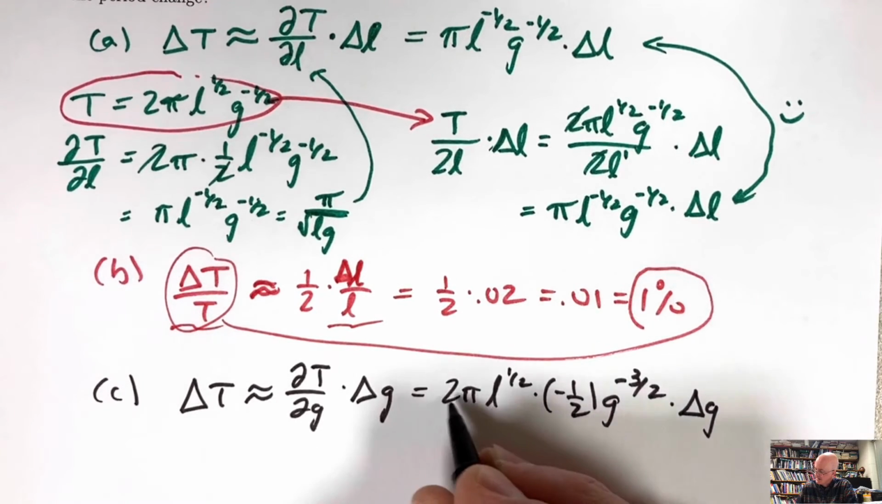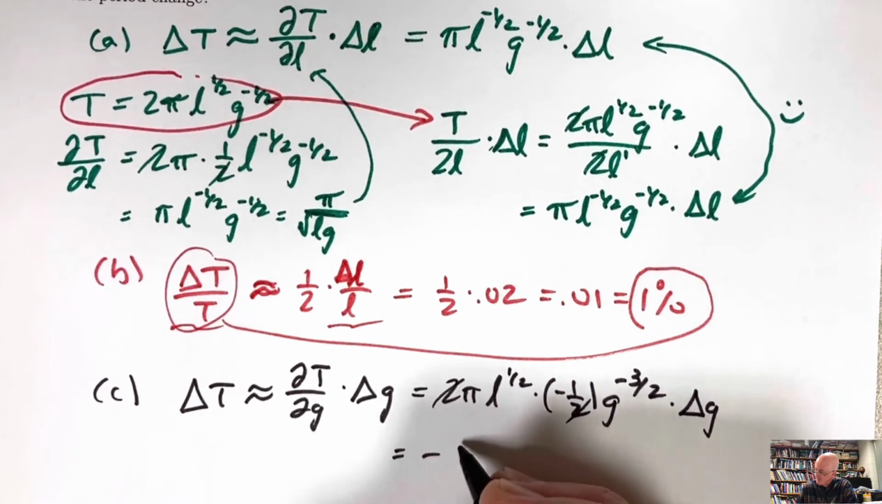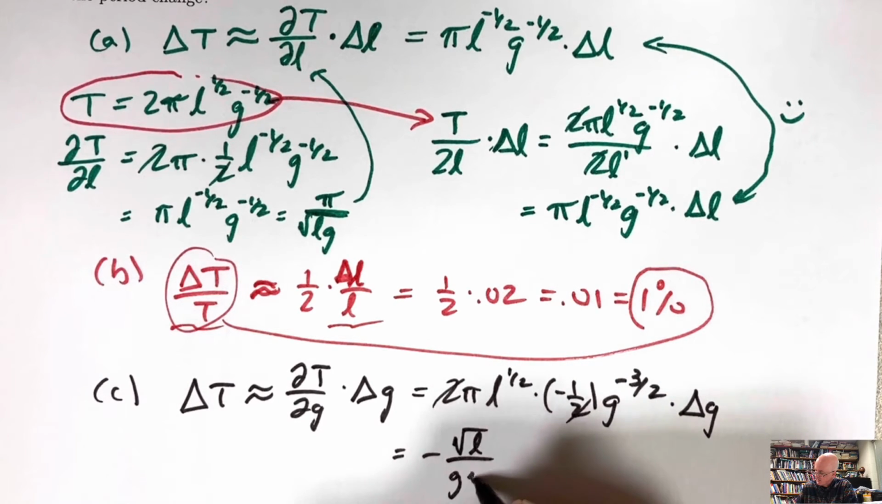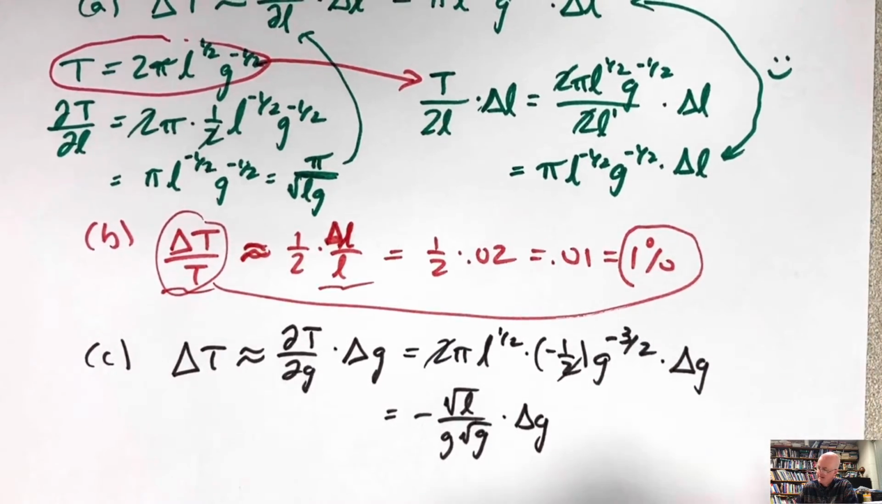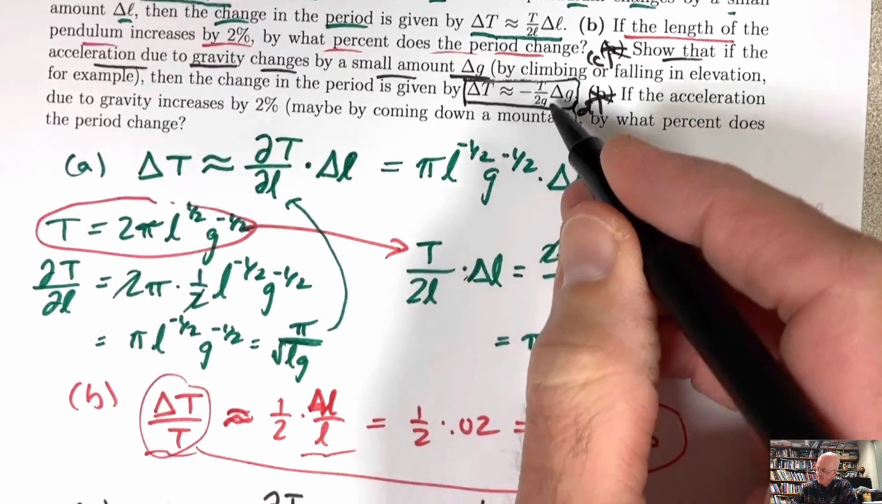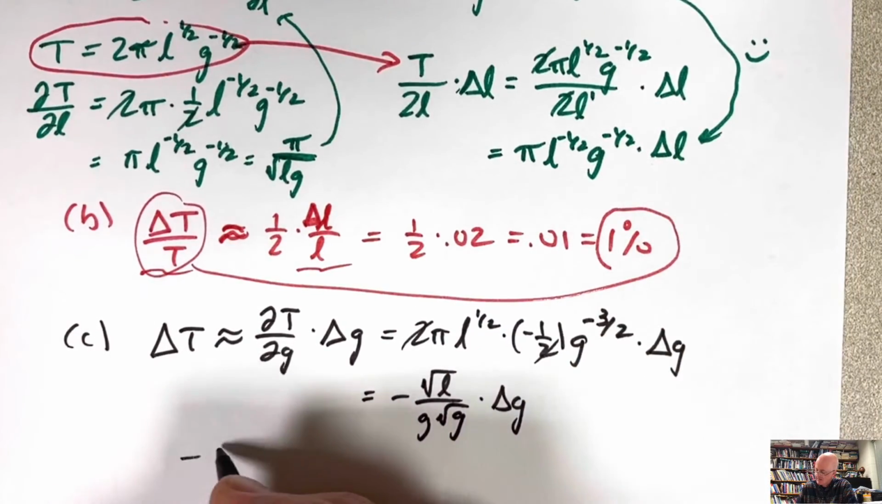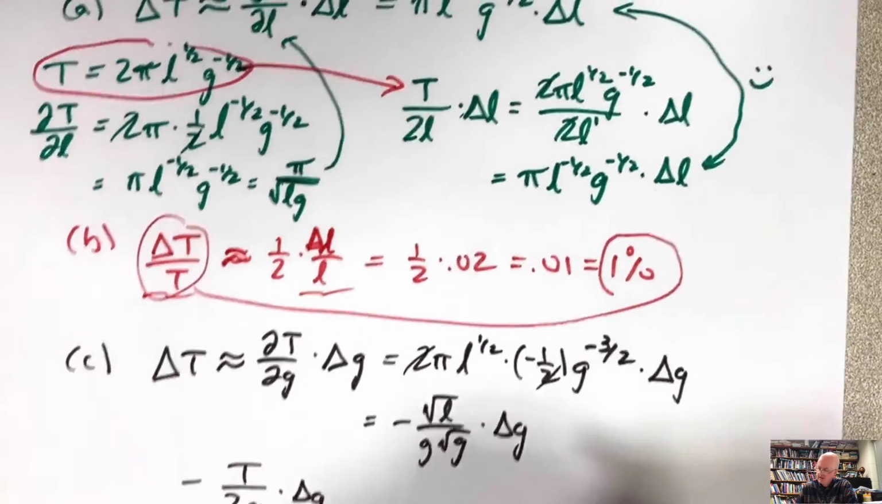Yikes. It does simplify a little bit. The 2's divide out again. I get negative, I could write it as square root of L over G times square root of G times delta G. That's one way to write that. It doesn't look like this, but do the same thing we did previously. The right-hand side is negative T over 2G times delta G. Replace T with this.